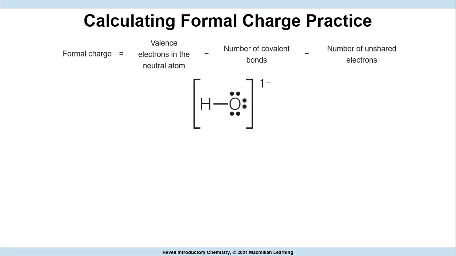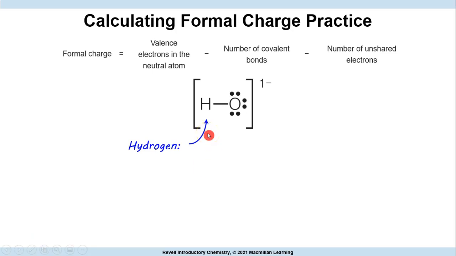As an example here, we have the hydroxide ion. Let's see how we are going to calculate the formal charge on each of these atoms. Let's start with the hydrogen. The formula for formal charge states that it is the valence electrons in the neutral atom minus the number of covalent bonds minus the number of unshared electrons. Hydrogen has one electron in its neutral atom.